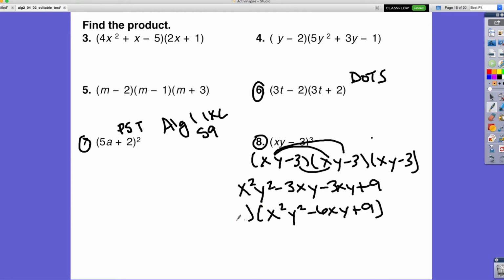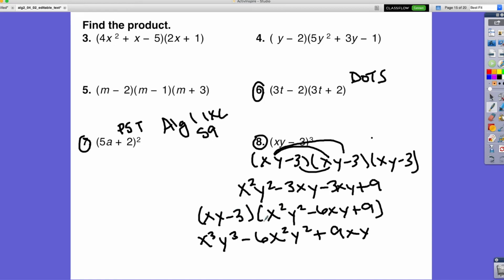And to that trinomial, I'm going to multiply the original binomial. Okay, so xy times x squared y squared. X cubed y cubed. Xy times negative 6xy. Negative 6 x squared y squared. Xy times 9, 9xy. Okay, last one, negative 3.